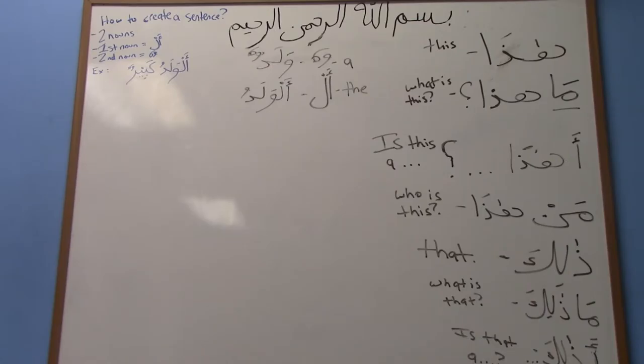Al-hajru thaqeelun. The rock is heavy. Wal-waraqu khafifun. And the paper is light. Al-labanu harun. The milk is hot. Al-qamisu nadifun. And the shirt is clean. Good. Alright. Move on to the next page. This is a quick review because we should know this stuff. We're just doing the exercises to remind ourselves, okay?